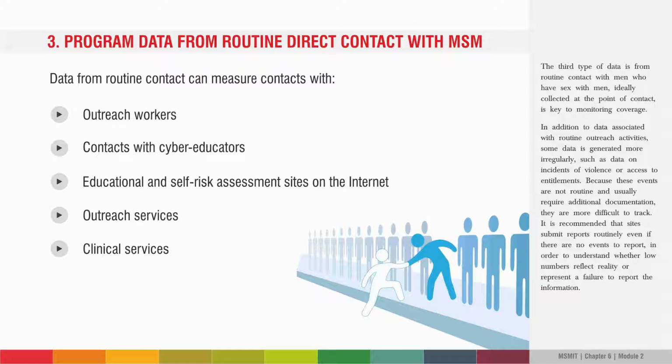The third type of data is from routine contact with men who have sex with men, ideally collected at the point of contact, is key to monitoring coverage. In addition to data associated with routine outreach activities, some data is generated more regularly, such as data on incidents of violence or access to entitlements. Because these events are not routine and usually require additional documentation, they are more difficult to track. It is recommended that sites submit reports routinely, even if there are no events to report, in order to understand whether low numbers reflect reality or represent a failure to report the information.